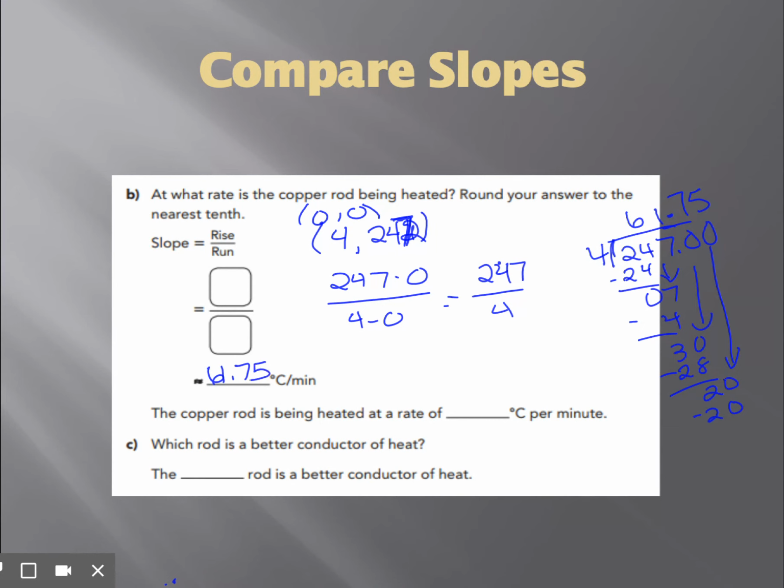So which rod is a better conductor of heat, or which rod heats up faster? That would be the iron rod, because that one heated up at 73 degrees Celsius per minute.